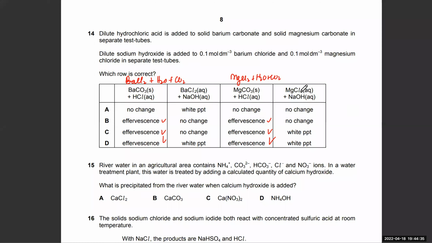So what happens when barium ions are added to NaOH, and what happens when magnesium ions are added to NaOH? For magnesium, it's going to be a white precipitate. Why? Because when the magnesium ions and the OH ions get together, Mg(OH)2 is insoluble or slightly insoluble, so it's going to form a white precipitate. When barium does the same thing, barium hydroxide is soluble. So if it's soluble, there's not going to be any change, no precipitate formed. So hence the answer is going to be C.